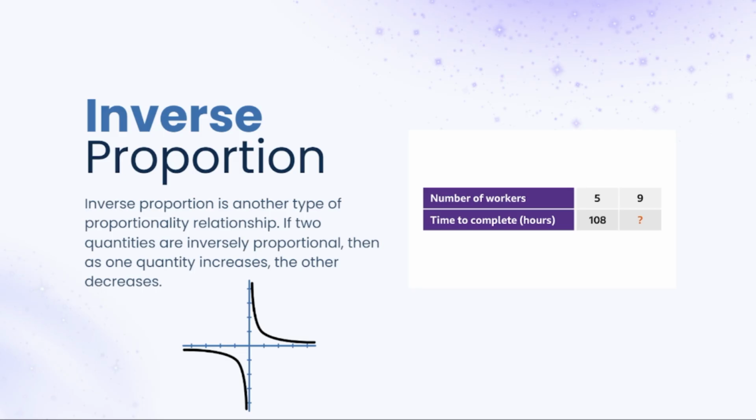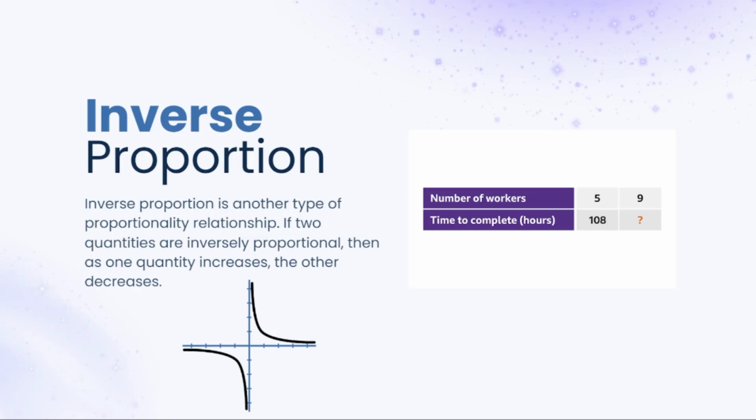So next up, we have inverse proportion. What is inverse proportion? Inverse proportion is a type of relationship where when one quantity increases, the other decreases, and they balance each other out so that their product stays the same. So we have an example here on the right.